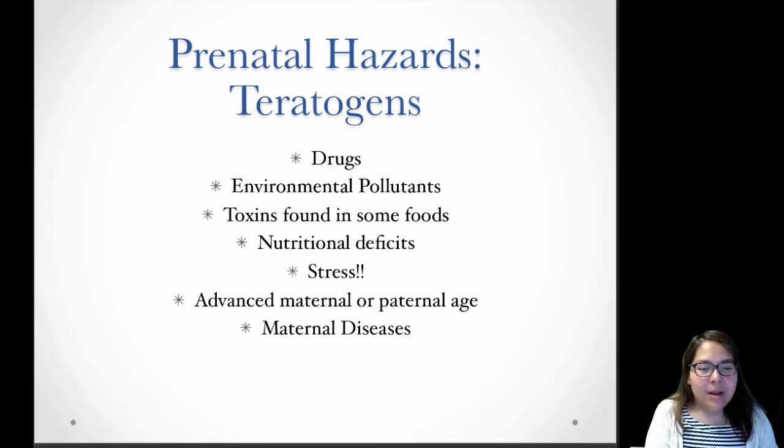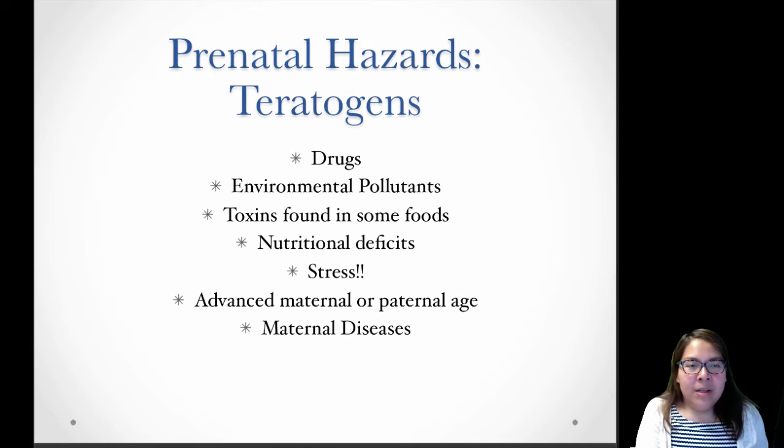We also see that prenatally, women need to take their vitamins, such as B vitamins or folic acid. Particular to this, you see that one specific teratogen on here has exclamation points, and that's stress.